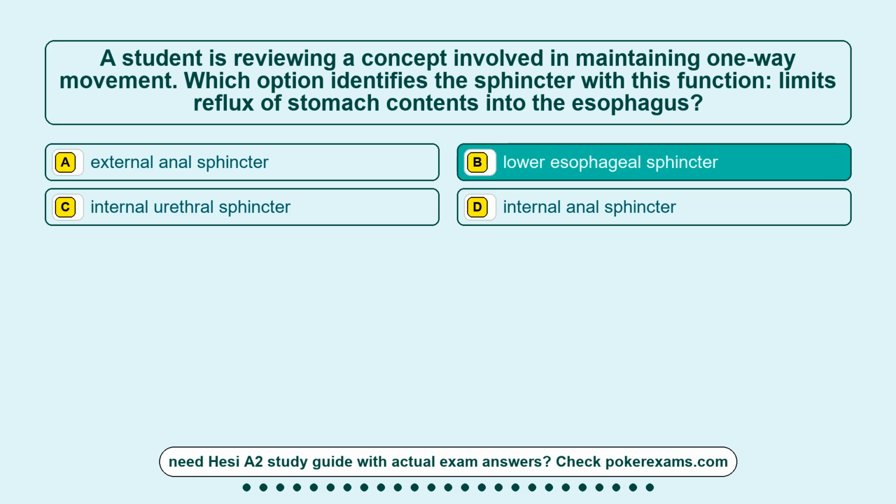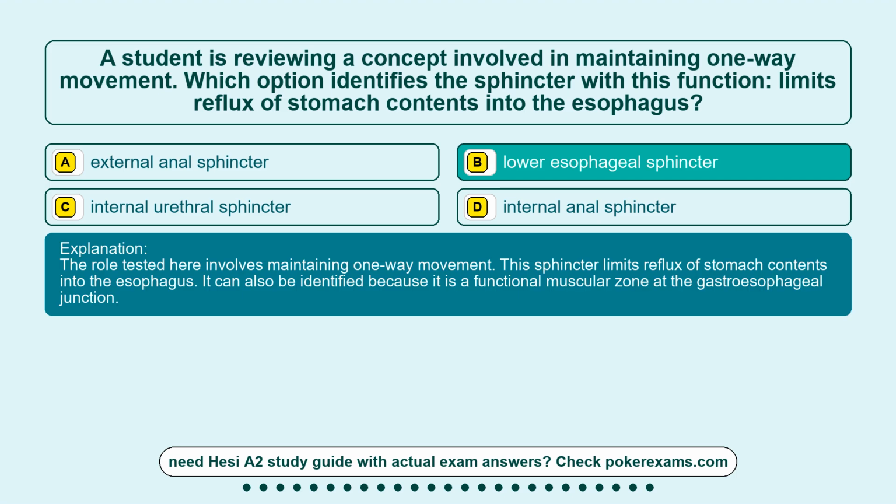The correct answer is option B, lower esophageal sphincter. The role tested here involves maintaining 1-way movement. This sphincter limits reflux of stomach contents into the esophagus. It can also be identified because it is a functional muscular zone at the gastroesophageal junction.